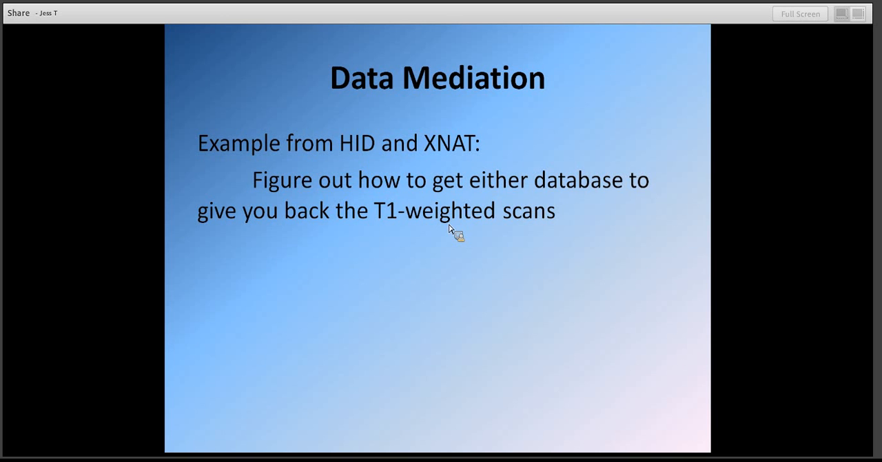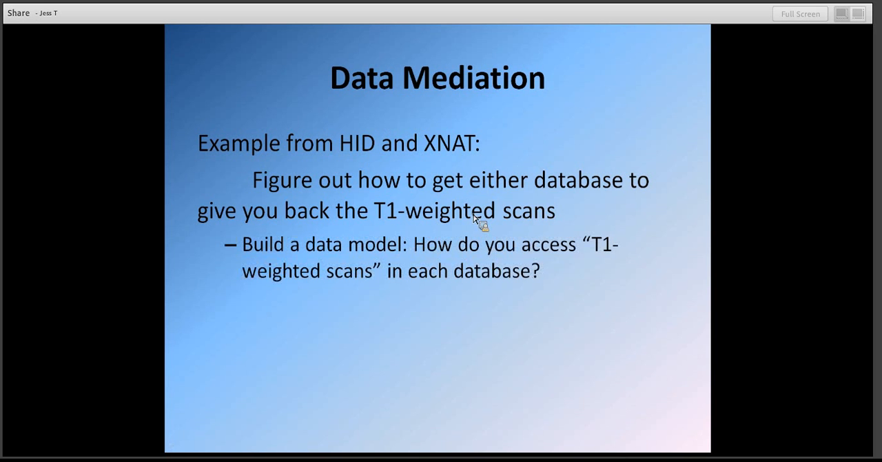And the human imaging database and the XNAT databases store a lot of imaging data, and we have had dramatic issues trying to get data from both databases. Let's say we want the anatomical scans or the T1 weighted scans. Usually we end up building a data model. You know, how do we access, how do we find the T1 scans in each database, and that allows us to solve that particular problem.